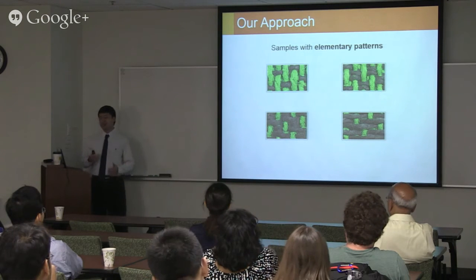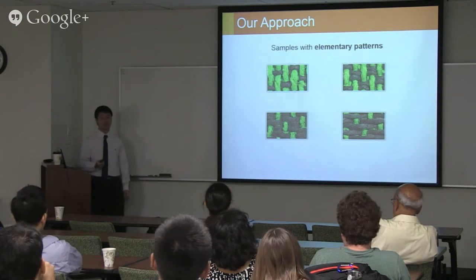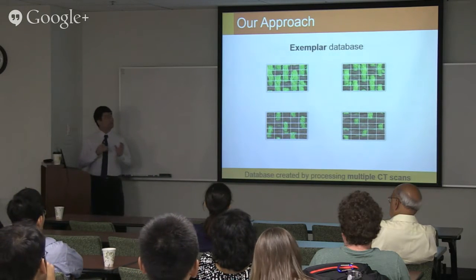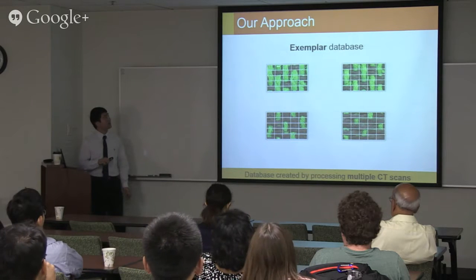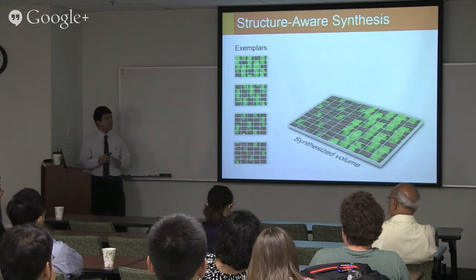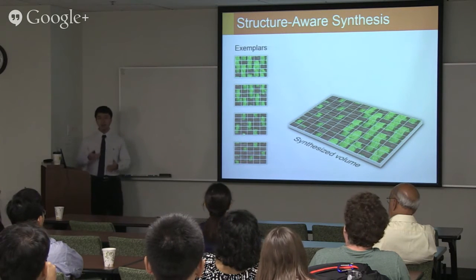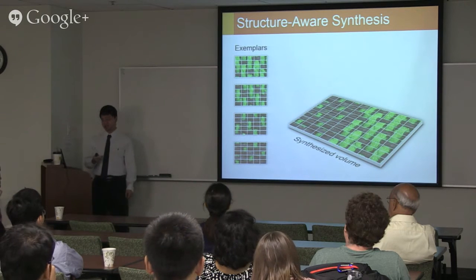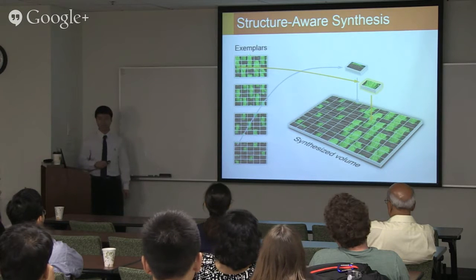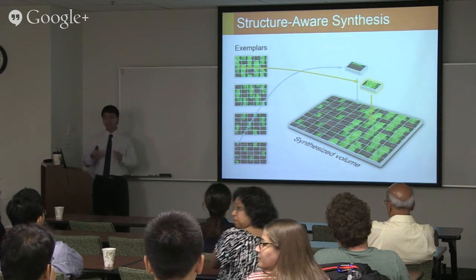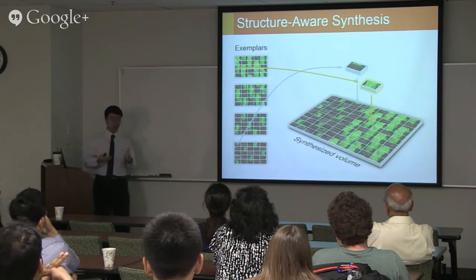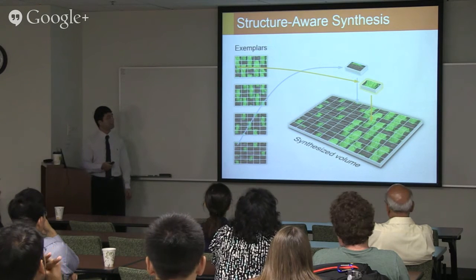So our approach starts with scanning a few fabrics with elementary patterns. We then chop these scanned volumes into little blocks, and then create a database. Using this database, we can synthesize a very large volume using a structure-aware synthesis algorithm. In this volume, every block is a copy of one from the exemplar database. Our algorithm carefully selects candidate blocks so that we can ensure a good resulting quality.